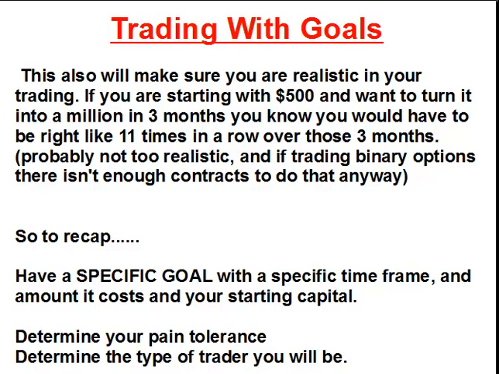This also makes sure that you are realistic in your trading. So if you're starting with $500 and want to turn it into $1 million in 3 months, you would have to be right 11 times in a row over 3 months. More than likely with no losses. More than likely not realistic, and if you're trading binary options, you couldn't even buy that many contracts anyways.